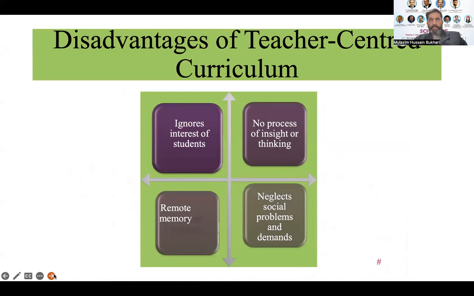It ignores the interest of the students. There was a burden on the students. The teachers just teach and teach. This was not according to the needs of the students. There was no process of insight into thinking, knowledge, and vision, only remote memories. Students always forget what the teacher has taught. It neglects social problems and demands in this advanced social media era.